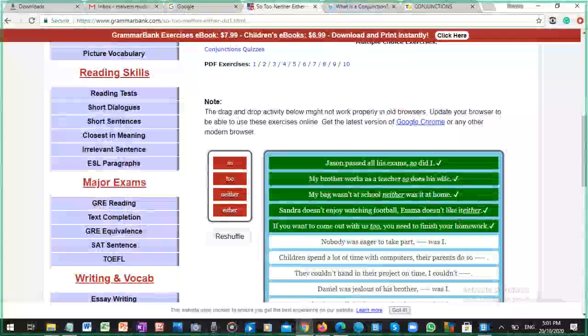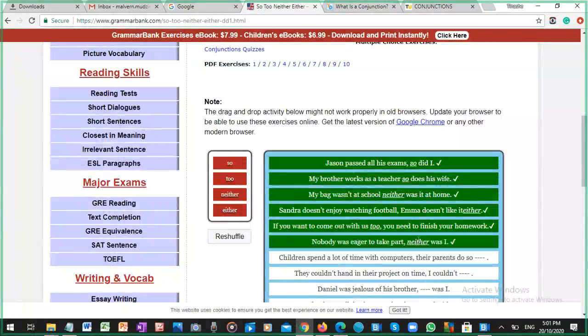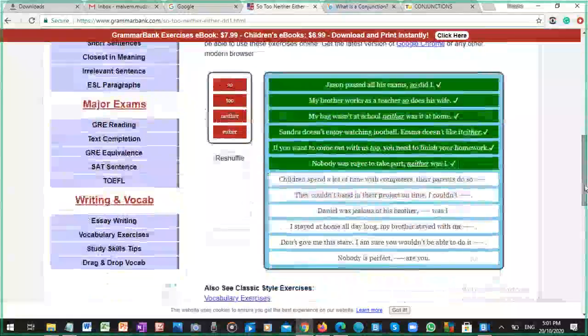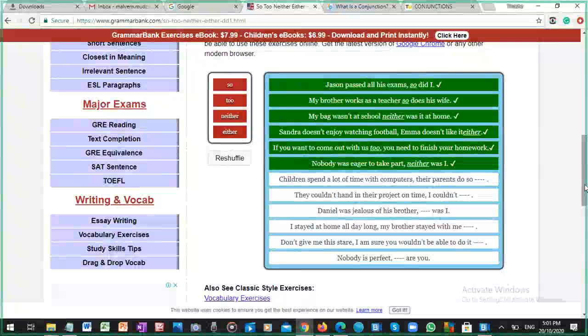Dash was I. Either. Remember, that's almost correct, but remember, there is nobody. So it's already negative. Nobody was eager to take part, and neither was I. Okay, does that make sense? Okay. All right, let's go to the next one.